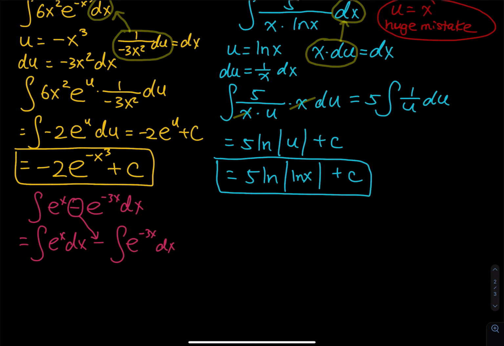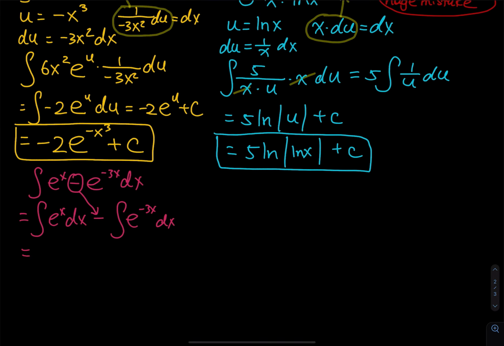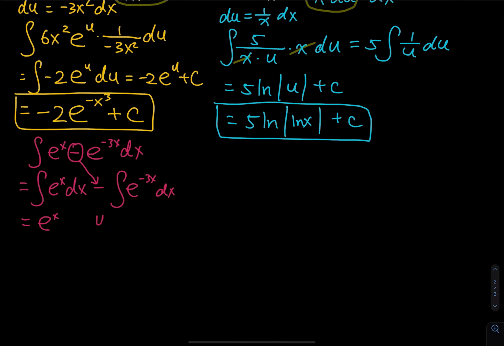All right, so the integral of e to the x, this is just e to the x, right? And then how about e to the negative 3x? That you have to use a u substitution. I will let u equal negative 3x, and then du equals negative 3 dx, and then 1 divided by negative 3 du equals dx.